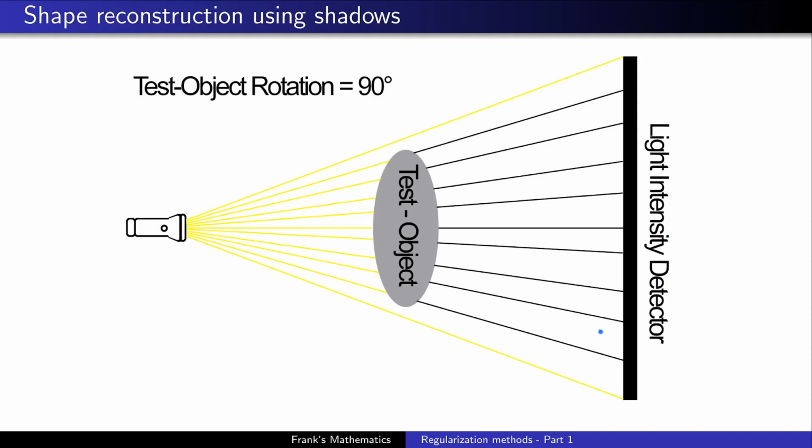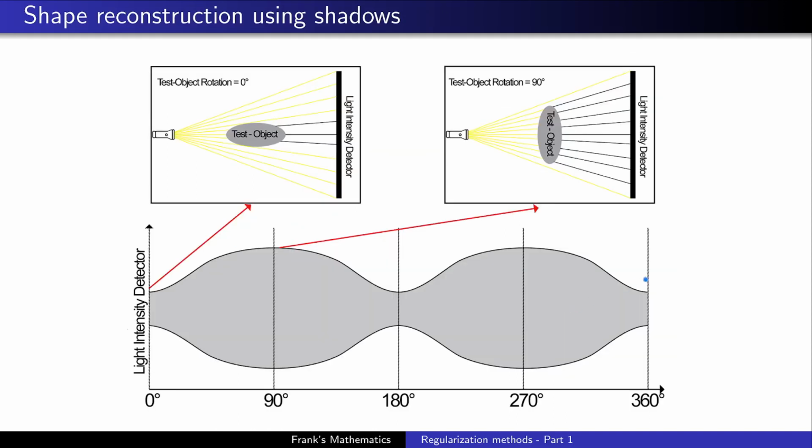You can do this now for every angle, and the result can be plotted into a 2D plot where the x-axis is the rotation angle and the y-axis is the intensity measured by our light intensity detector. This, for instance, may look like this. So here we have the plot. On the x-axis, as I said, we have the rotation angle, and on the y-axis we have our measurement of our light intensity detector.